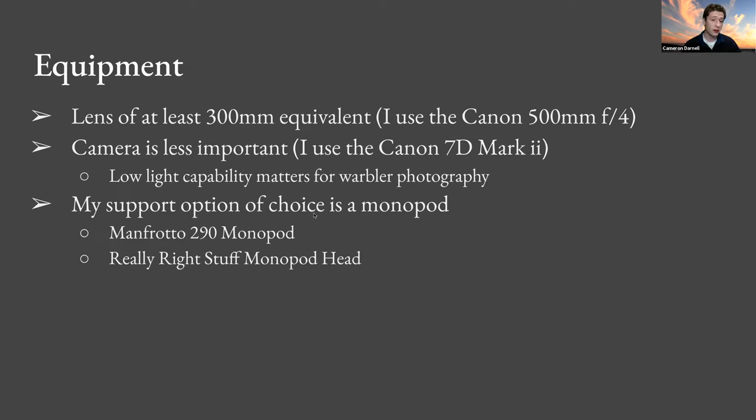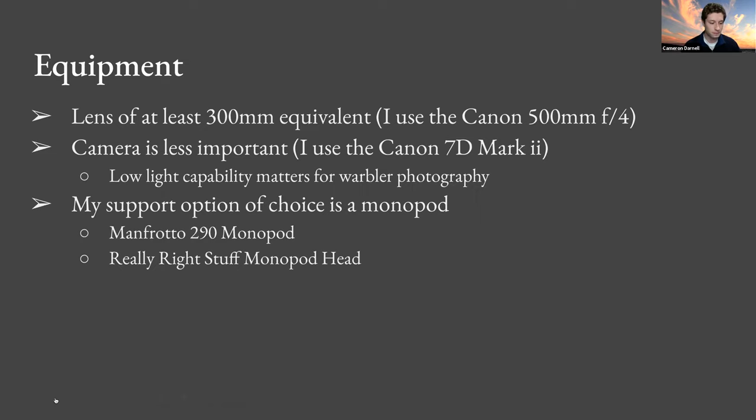My support option of choice for warbler photography is a monopod. I don't use a tripod because tripods are often quite cumbersome. And for warbler photography, I often have to be moving around a lot, changing my angle, being mobile. I like to do that when I photograph warblers and actually when I photograph any type of bird. So that's why a tripod is a bit cumbersome. For the monopod, I use the Really Right Stuff monopod head.